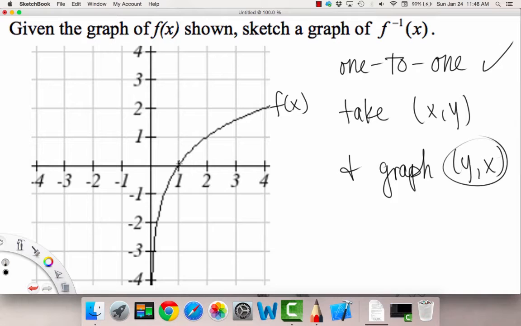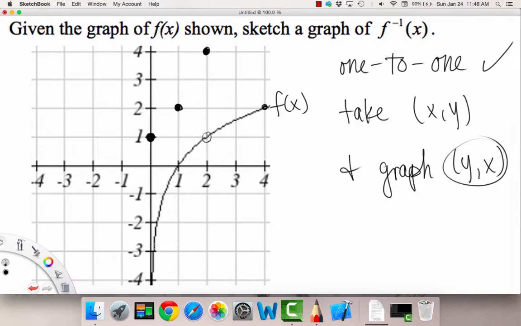So, for example, let's take this point here, right? That's 1, 0, and now we'll switch it, so now we get 0, 1, and that point is right here, okay? So there's 0, 1. Let's take another point. So we have, how about 2, 1 on our original graph, and now we'll have 1, 2. So it's up here. Alrighty, let's see, what else do we have? 4, comma 2 is on our f of x graph. So now we'll have 2, comma 4. So all the way up there.